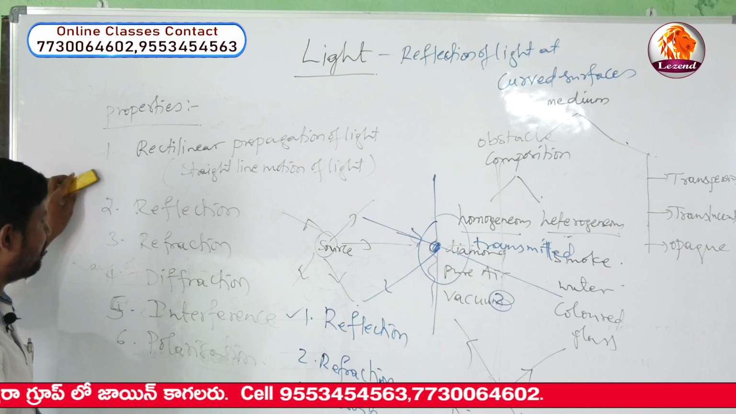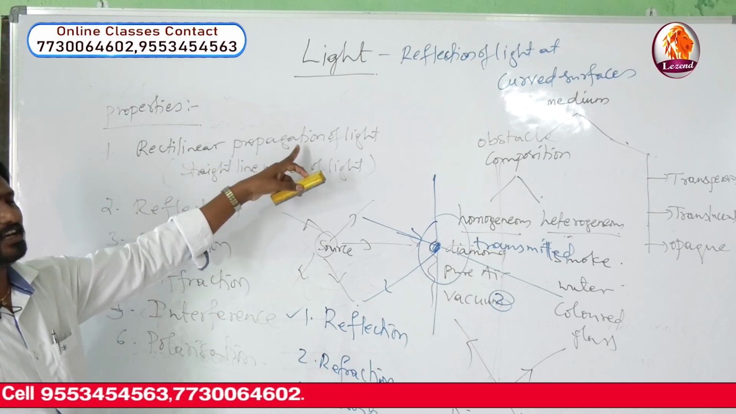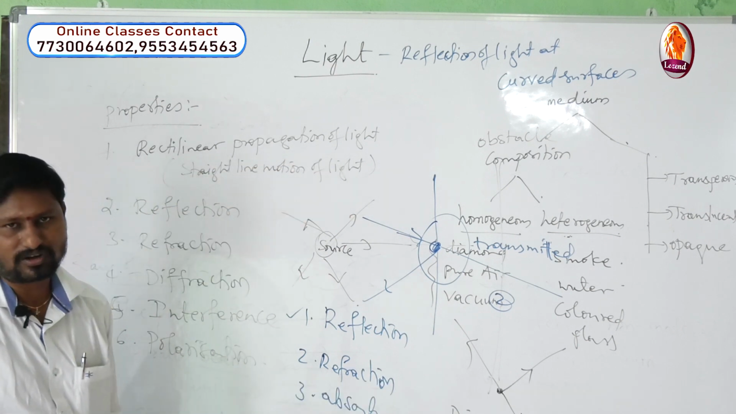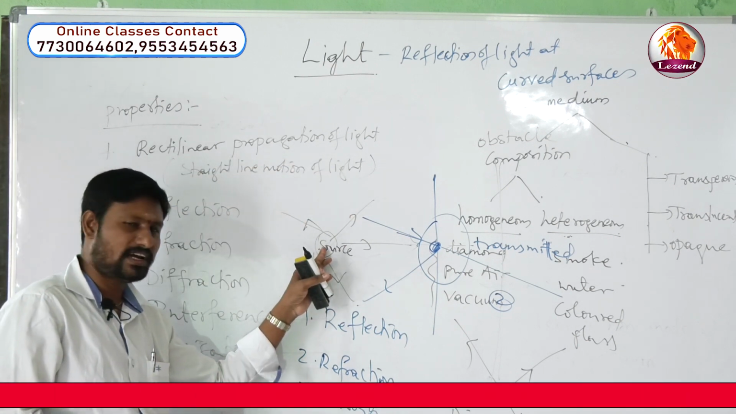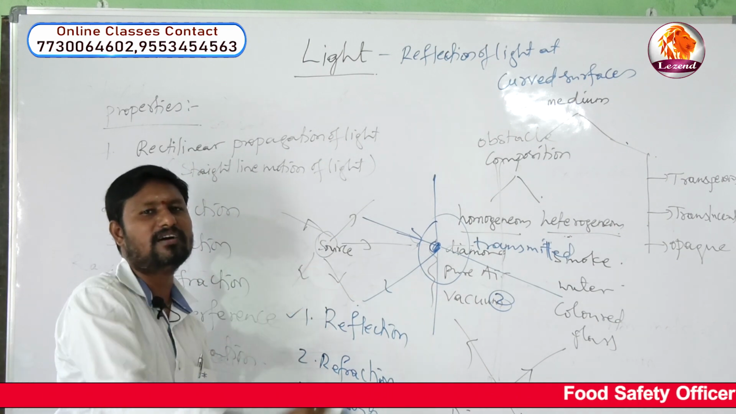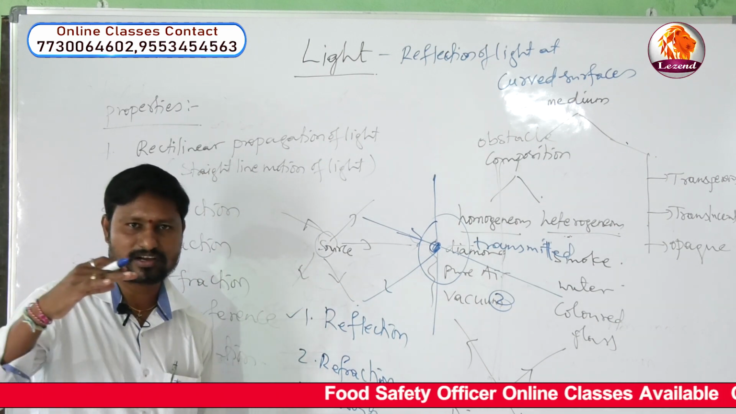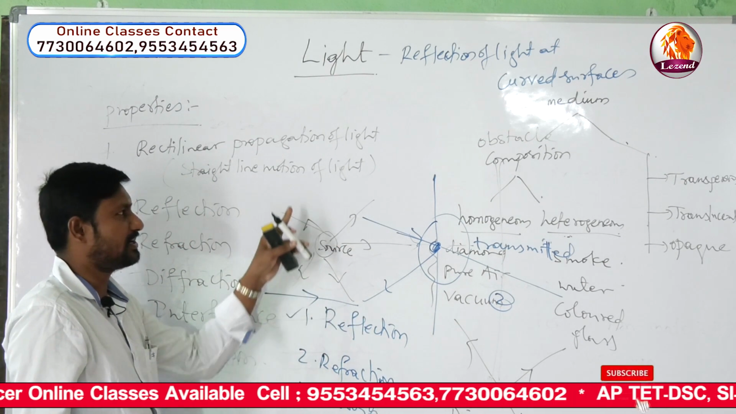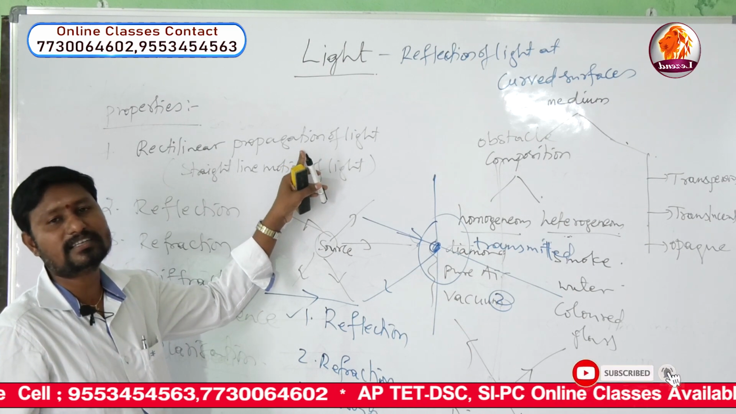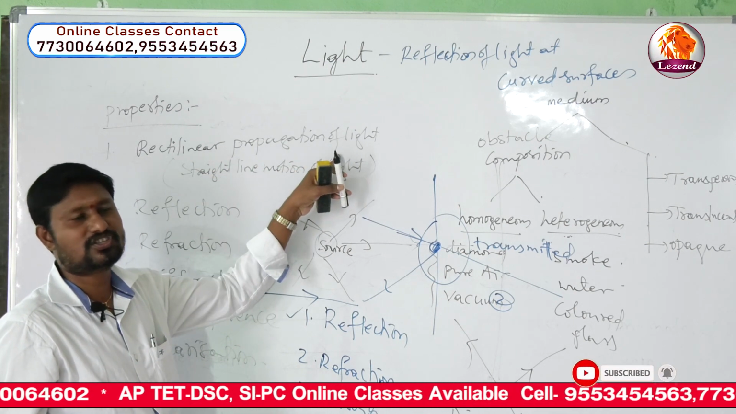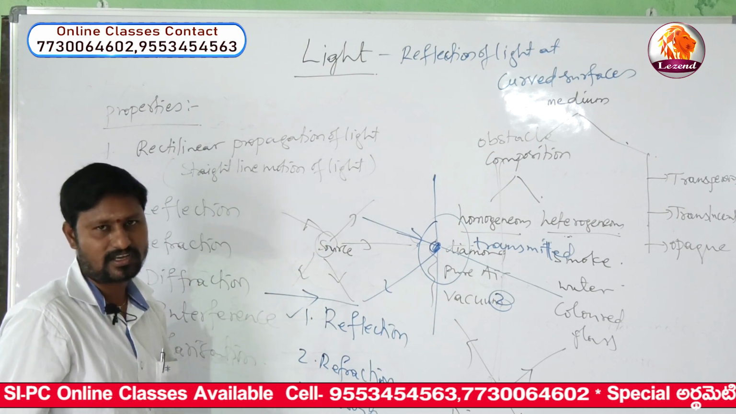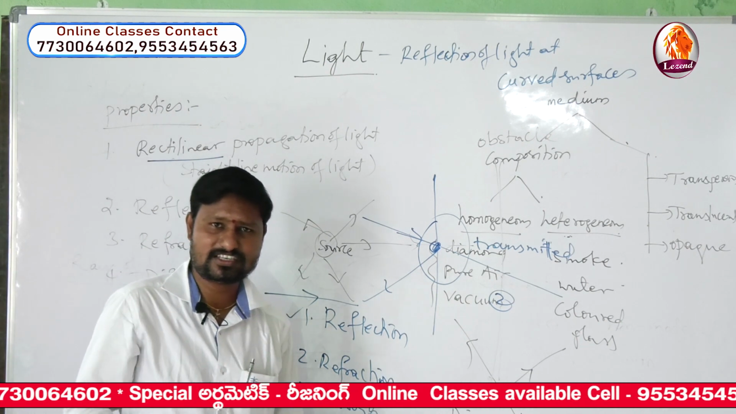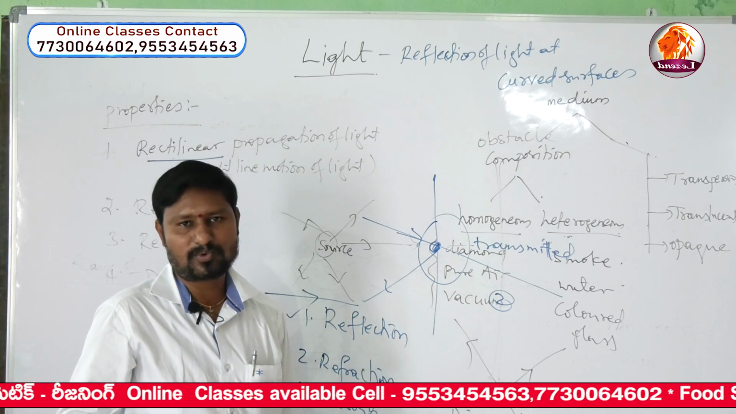The first property of light is what I told you, rectilinear propagation of light. What is meant by rectilinear propagation of light? From the source of light, light always travels in a straight line, like this, linearly. Such straight line motion of light is generally called rectilinear propagation of light.